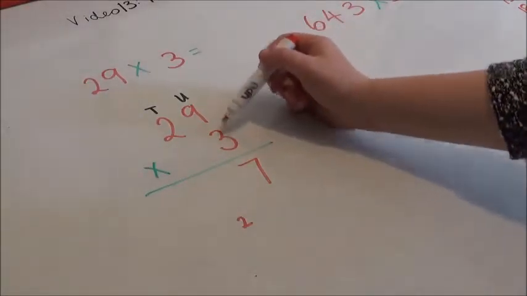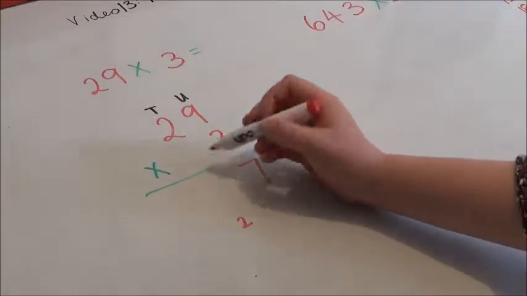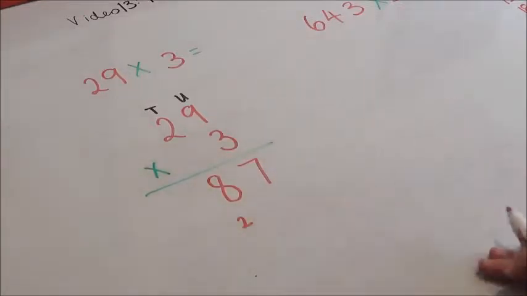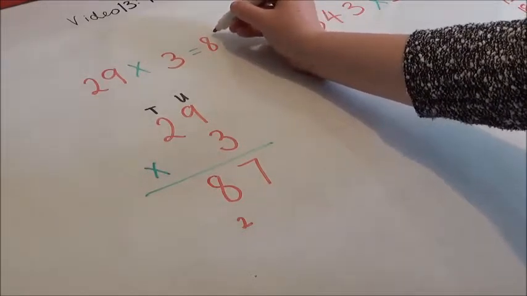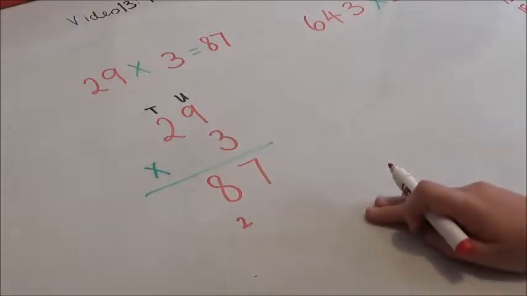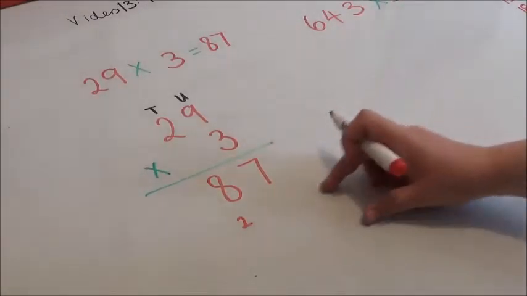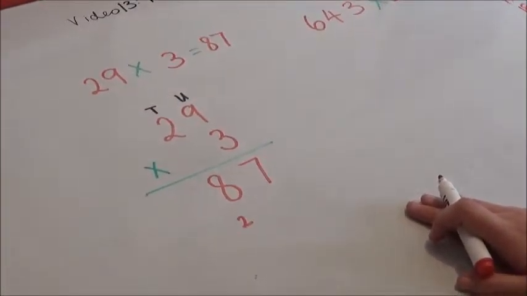Then we're going to say 3 times 2 is 6. Add the extra 2, which is 8 tens. So our answer is 87. It's a lot quicker to do, but you've got to have understood why we were putting things in brackets and using our 10 times understanding to work that out first.